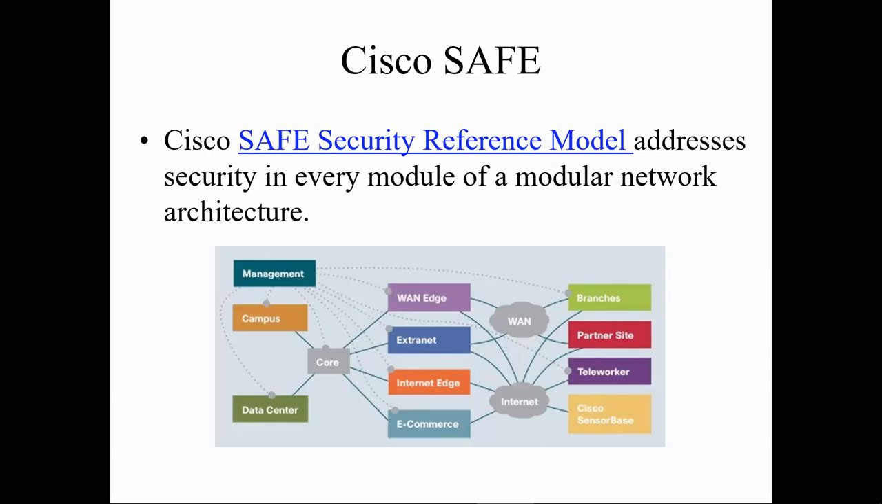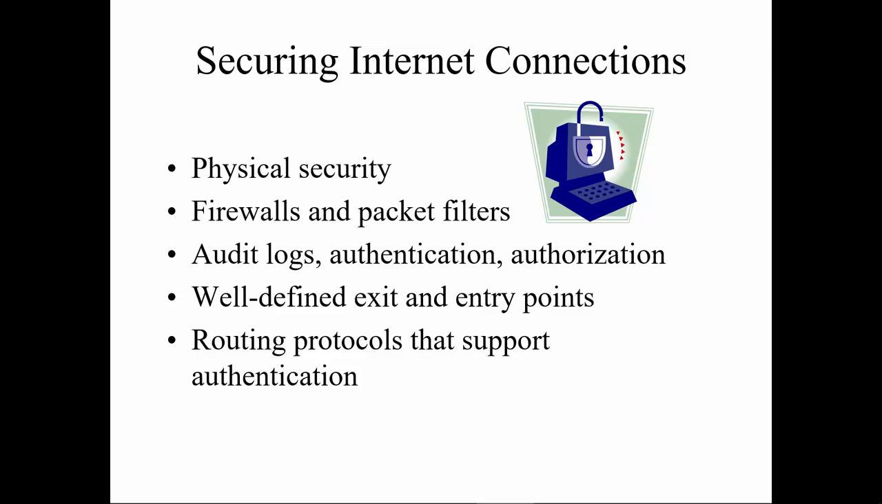So, first one, securing internet connection. That could be physical security, that could include firewalls and packet filtering, AAA, authentication, authorization, accounting, and could also be auditing of logs, well-defined exit and entry points into the facility, into our network equipment, as well as whether our routing and switching protocols are secured. That's always a big one because many organizations fail to do that.